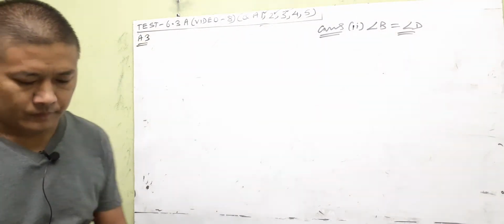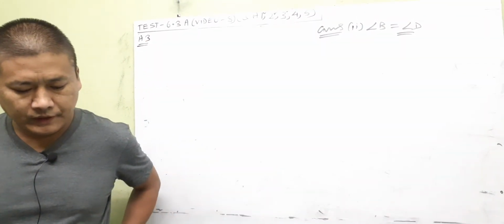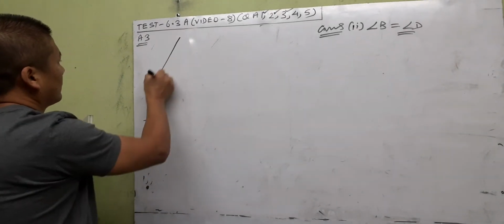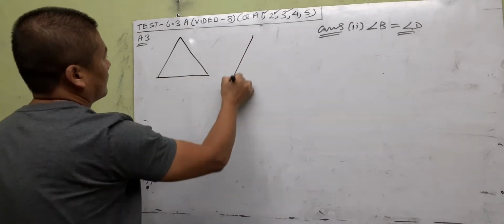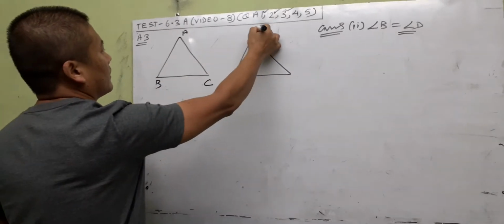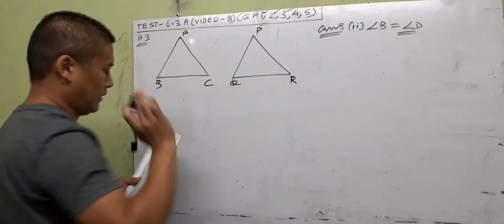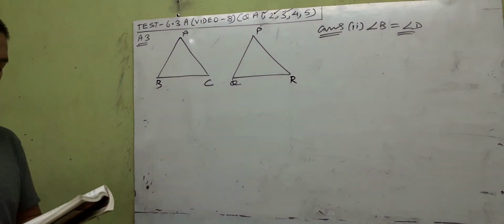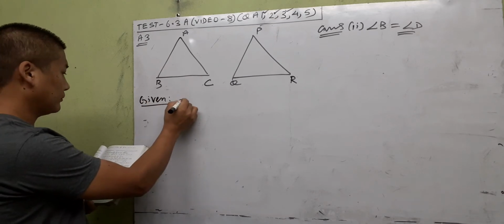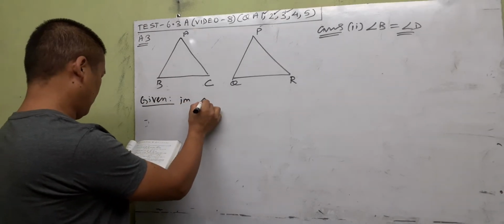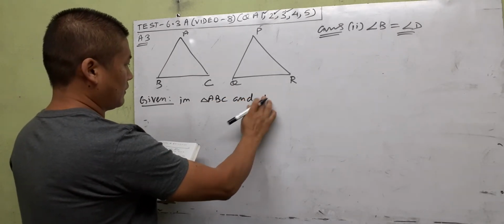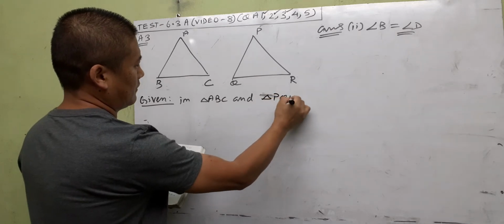A3. In triangle ABC and PQR, we have those ratios given. So we'll just write down the triangle. A, B, C, randomly you can write, it's okay. It's not given, but we are drawing for our own sake, okay? So let's write what is given. Given to us is in triangle ABC and triangle PQR.